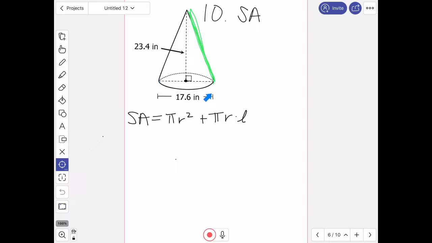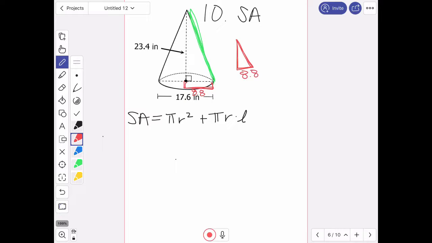I'm given the diameter of this circular base, so I need my radius to only be half of the diameter. So I'm going to take half of 17.6 to get a radius of just 8.8. And now I actually have everything I need for this right triangle to solve for my slant height. This is 8.8. That's one of the legs. And then my altitude is 23.4. That's my other leg.